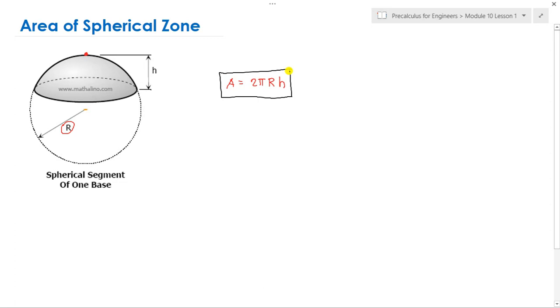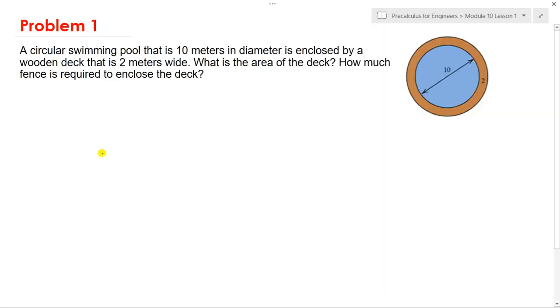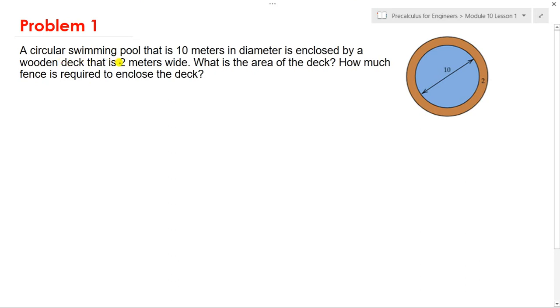Okay, so if naay pangutana, then let's have some examples before we stop. Examples for areas ni siya. So I took this problem from your module. So consider here a figure. We have a circular swimming pool that is 10 meters in diameter, enclosed by a wooden deck that is 2 meters wide. What is the area of the deck and how much fence is required to enclose the deck?